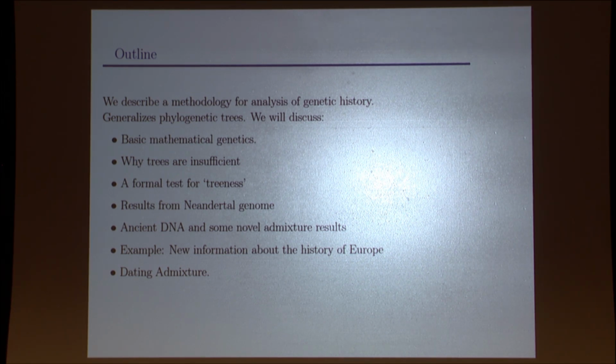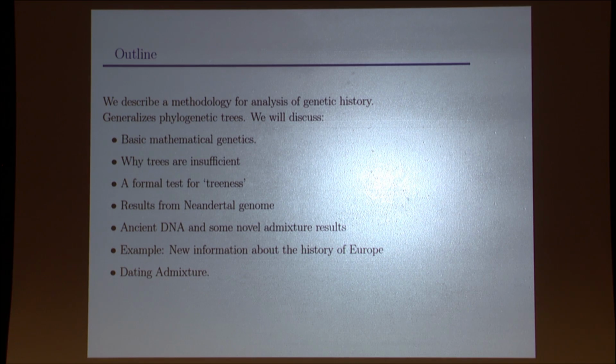Anyway, I want to talk a little bit about some basic mathematical genetics and the natural model for phylogenetics, which is how populations and species separate: tree-like models. But trees are not enough. Trees don't work at all well for modern human structure. I want to show you a formal test for whether trees work. I'm going to show you an application of that to the Neanderthal genome, which was a pretty remarkable piece of discovery at the time we did it.